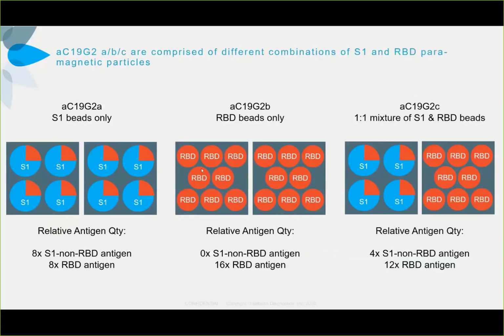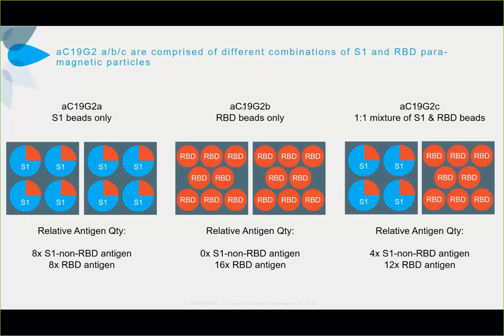We developed 3 prototypes for the AC19G2 assay comprised of different combinations of S1 and RBD antigens immobilized on magnetic particles. We developed the A, B, and C formats. A represents particles with the S1 antigen immobilized on the surface of the particle. That S1 antigen is inclusive of the RBD moiety. The relative antigen quantity was 8 times the S1 non-RBD antigen and 8 times the RBD antigen.